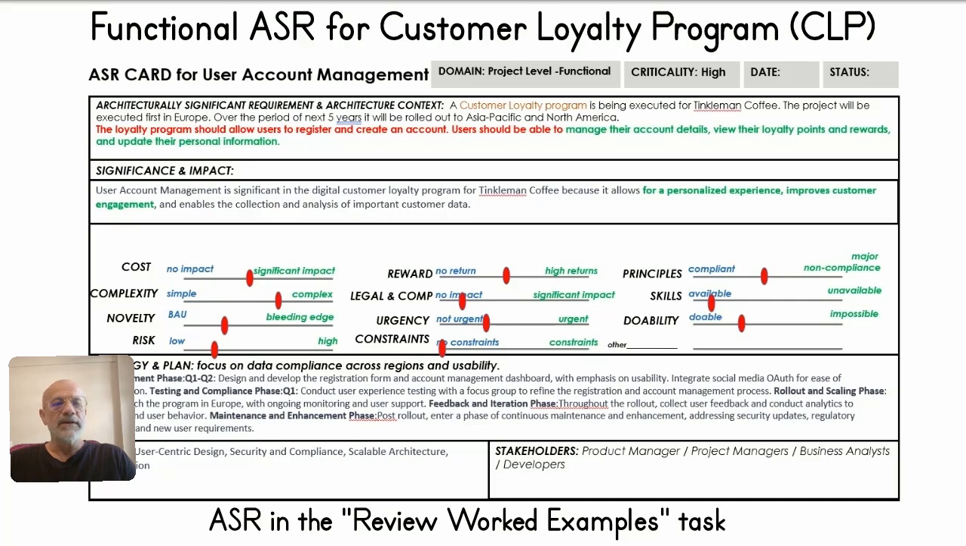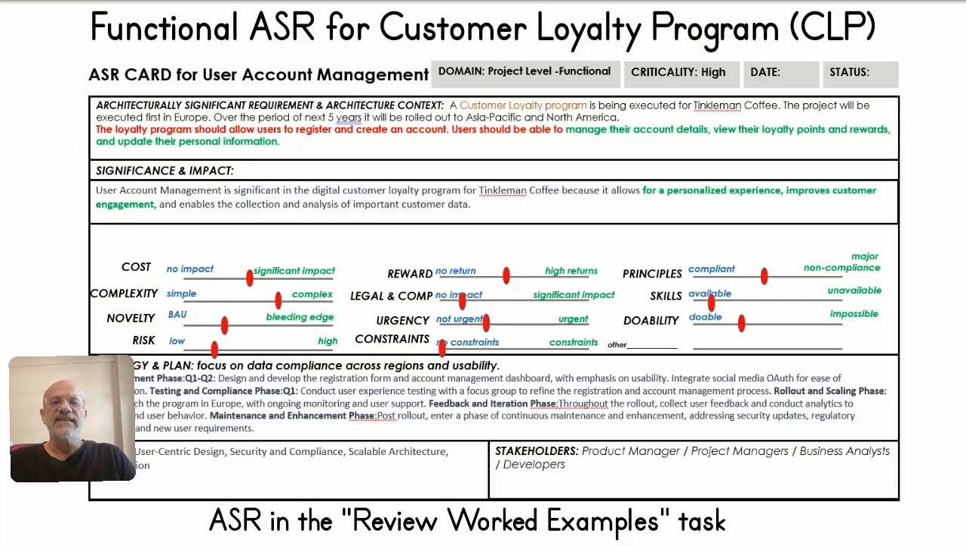I normally, but not always, express this for the entire epic and not just the ASR. I also tend to articulate the strategy and plan's key focus or intent. For example, in this case, it is focus on data compliance across regions and usability.